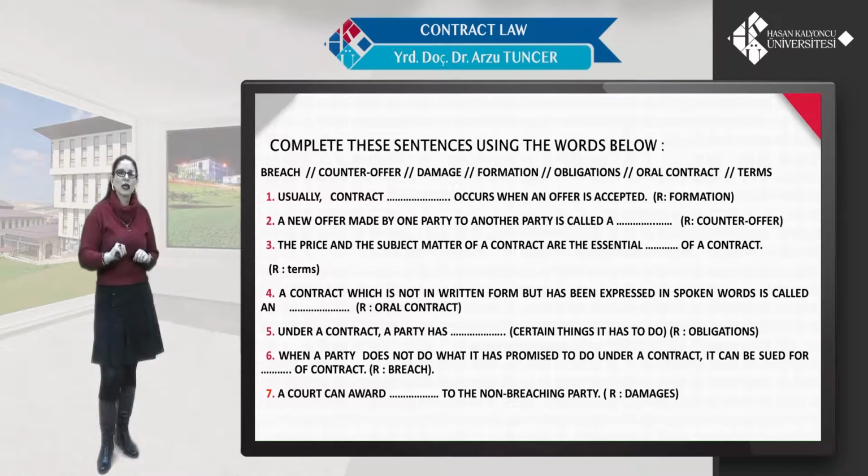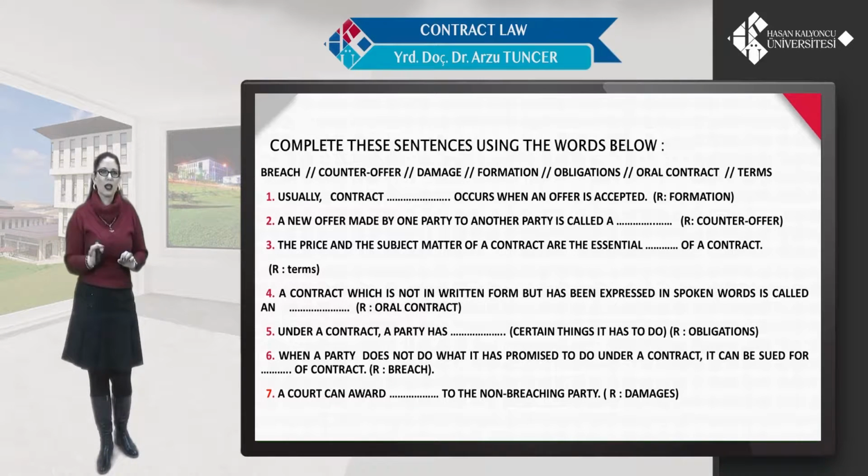Another one, a contract which is not in written form but has been expressed in spoken words is called an oral contract. Of course, we are talking about spoken words, so it's called an oral contract. What else? Another one. Under a contract, a party has obligations, right? Yes, it has obligations. Certain things it has to do.